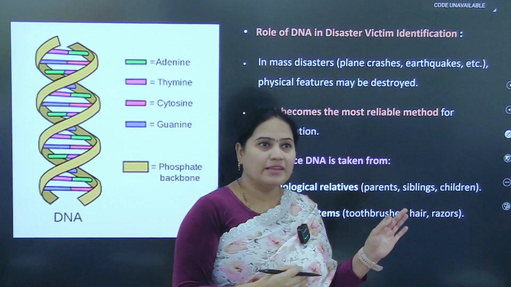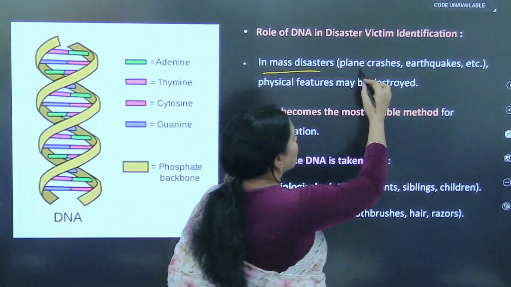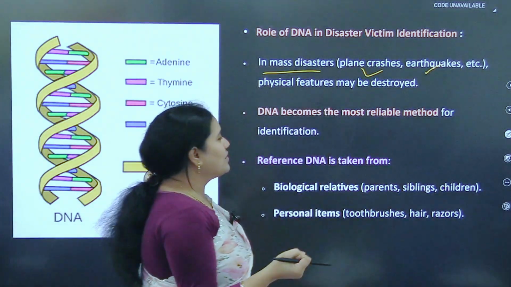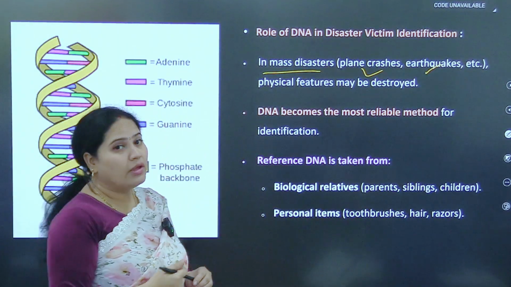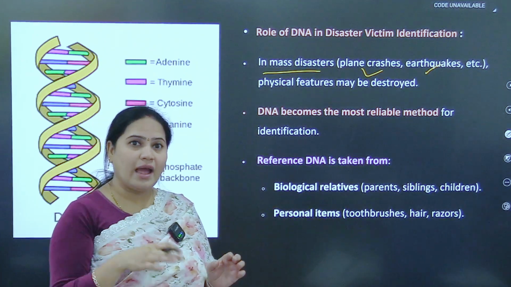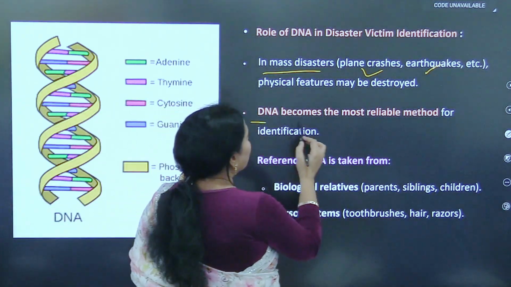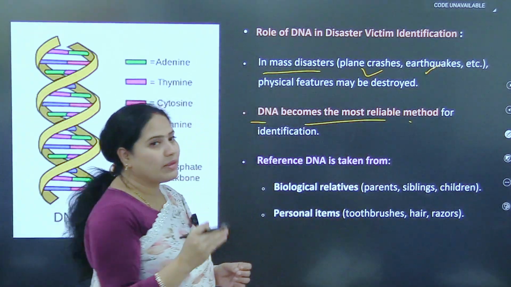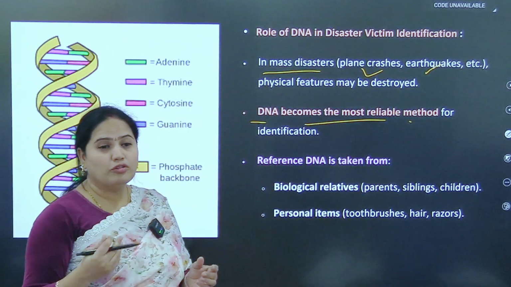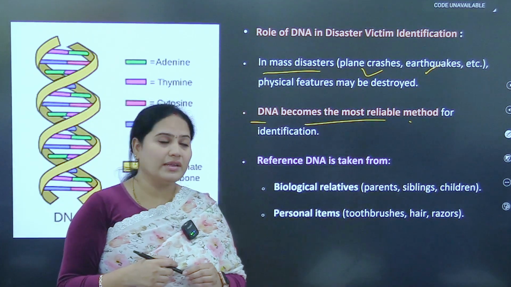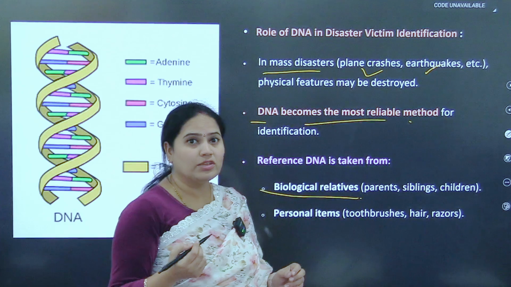As DNA is very unique, in mass disaster events such as plane crashes, earthquakes, landslides, and so on, where a large number of people are dead, identifying their bodies and handing them over to the families is really a challenging thing. Then DNA comes to our rescue, and it is the most reliable method of identification. Usually, where do we extract this DNA from? This DNA is extracted from the biological relatives. Who are those biological relatives?